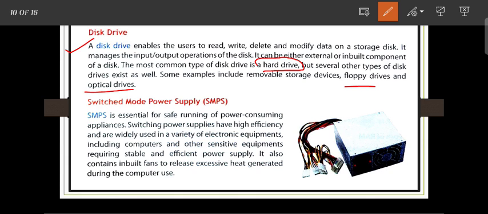And this is the image of an SMPS, switch mode power supply. The SMPS is essential for safely running power consuming appliances. Switching power supplies have high efficiency and are widely used in a variety of electronic equipment, including computers and other sensitive equipment that requires a stable and efficient power supply. It also consists of inbuilt fans to release the excess heat generated in the computer. So we use this SMPS for a stable and efficient power supply.